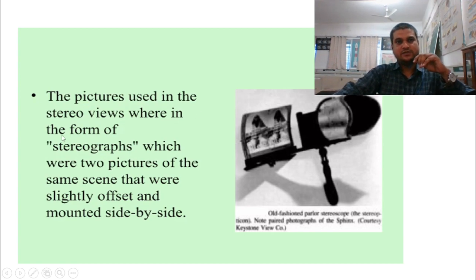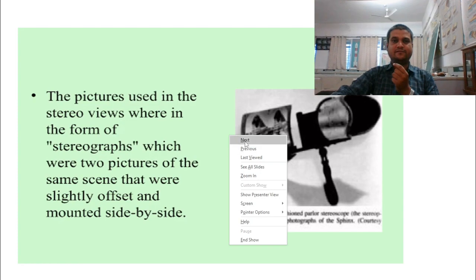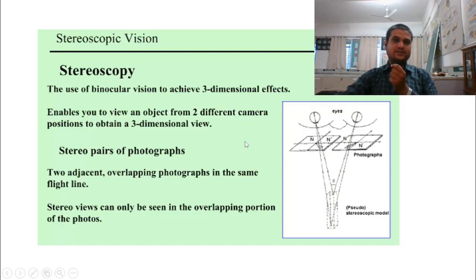The pictures used in the stereo views were in the form of a stereograph, which were two pictures of the same scene that were slightly offset and mounted side by side. Here you can see this is the simple stereograph. This is picture 1. These are two adjacent pictures that can be mounted side by side, and that is the stereoscope.